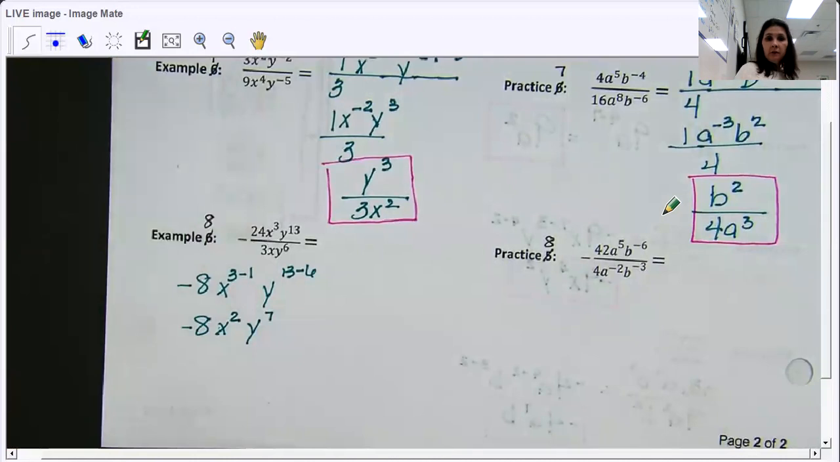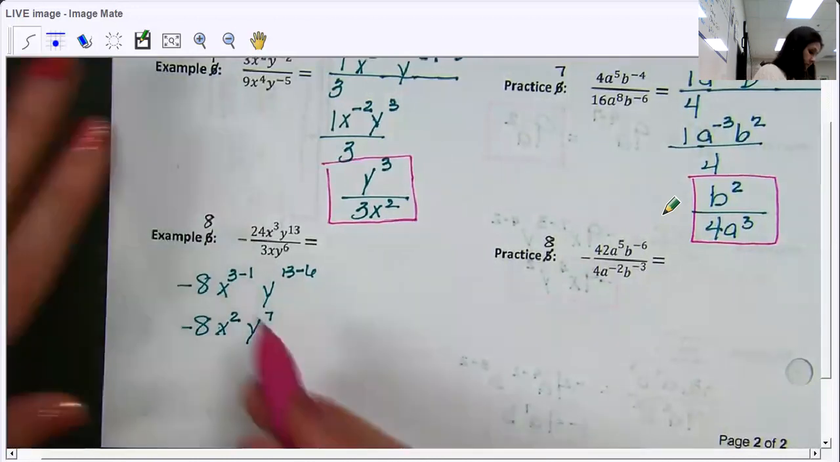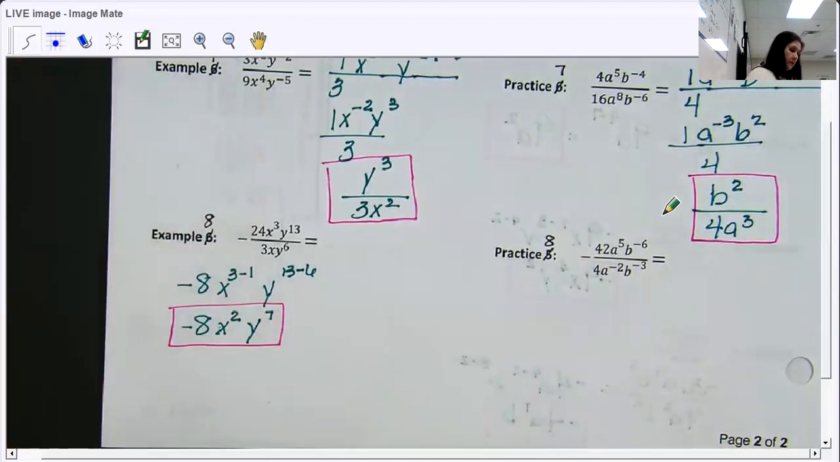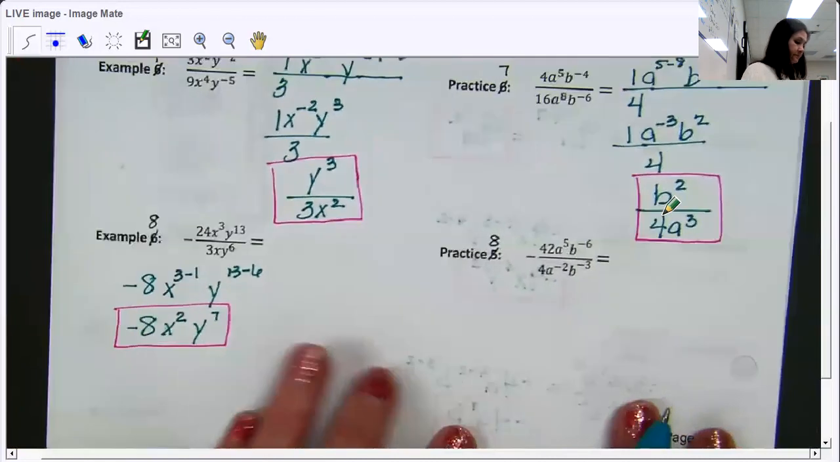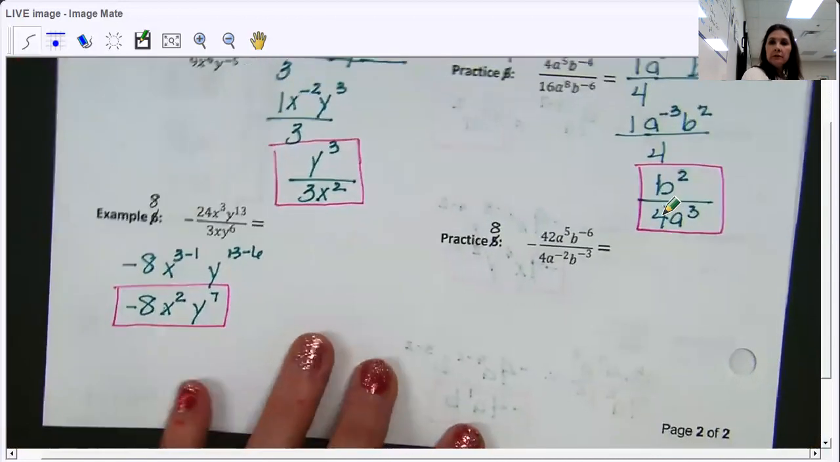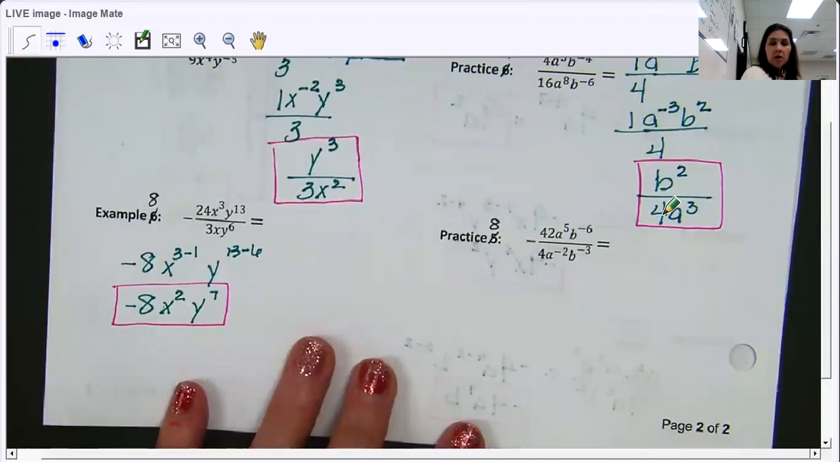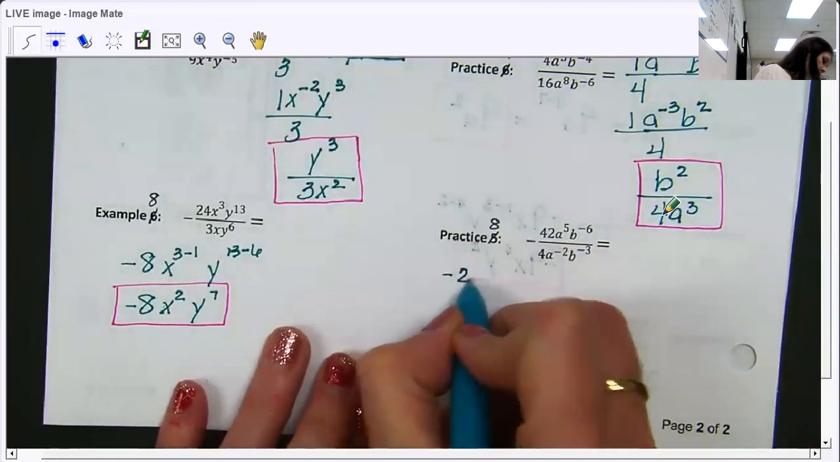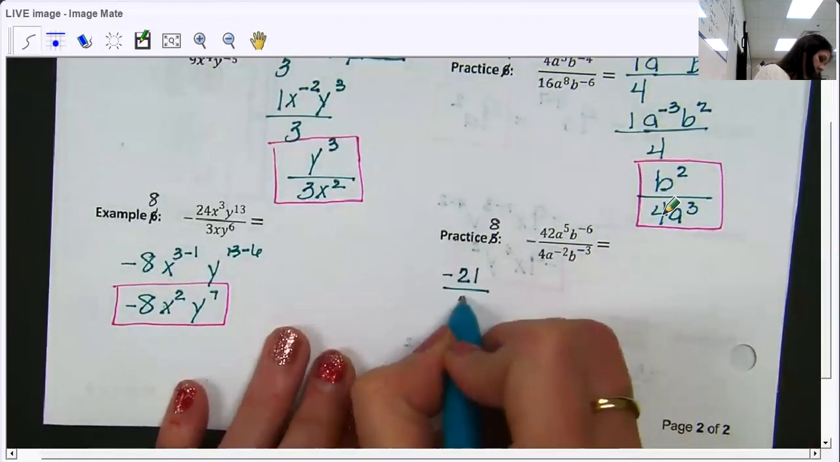And you don't have to do anything with that. There's no negative exponent, so we can leave that alone. Okay. Let's go ahead and do this last one. -42 divided by 4. You're not going to get a whole number. You're going to end up with a fraction. So they're both divisible by 2. So we have -21 over 2.